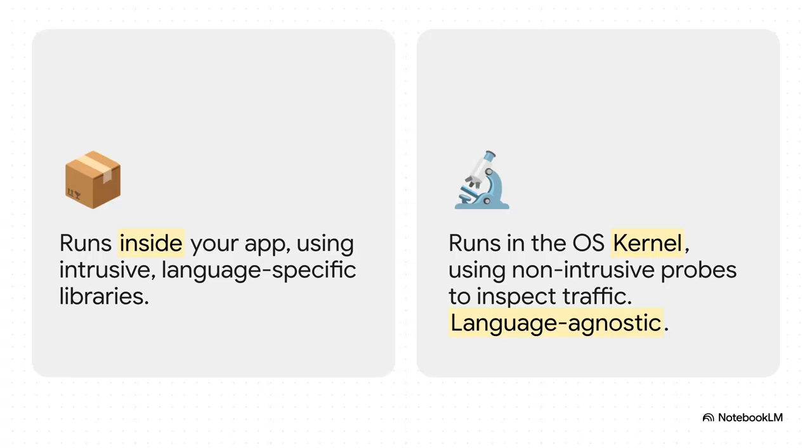Okay, so the difference in approach here is fundamental. On one side, you have your traditional agents. They run inside your application's process, right? They're intrusive, they use all these language-specific libraries. But the eBPF approach that Beyla uses is completely different. It lives down in the operating system kernel itself. From there, it can safely watch system-level stuff like network traffic. And that's what makes it non-intrusive, language-agnostic, and why it has such a low system overhead.